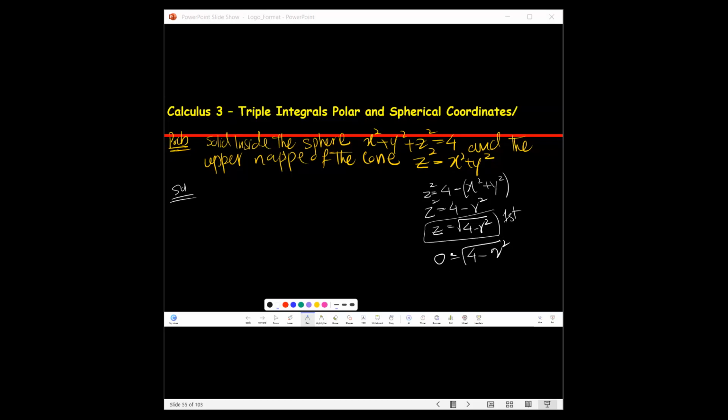The second limit I'm trying to discover by putting z equals 0, and here I'm going to take the square root on both sides, so it's going to be 0 equals 4 minus r squared. From here r equals plus or minus 2.